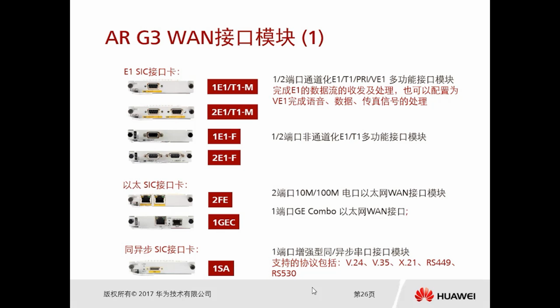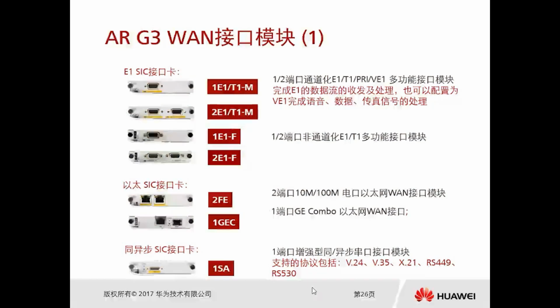It completes the processing of voice data and fax signals. So these are all part of this interface module. It's actually quite simple. Let me take a look at the Ethernet below. The SRC interface card of Ethernet is synchronous asynchronous regarding Ethernet.